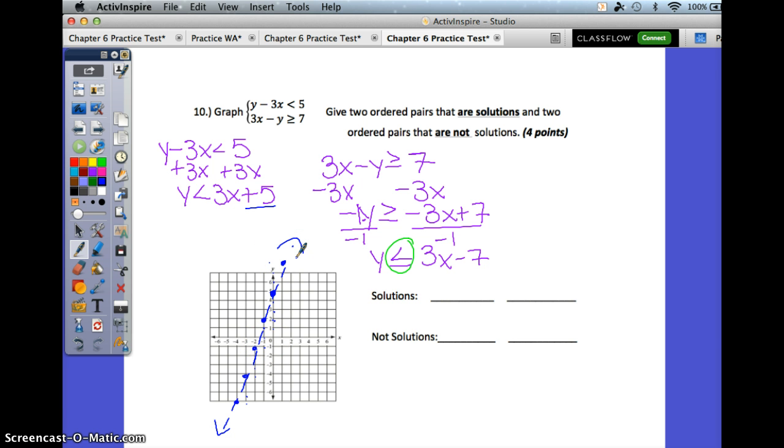And let's try 0, 0. Is 0 less than 3 times 0 plus 5? Well, yes, 0 is less than 5. So we know that we want to shade below this line.